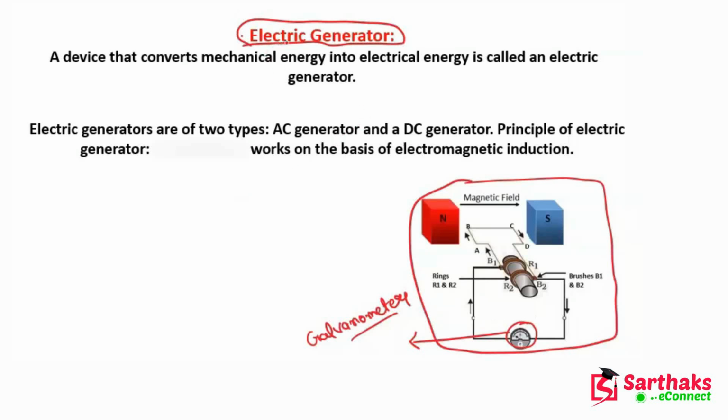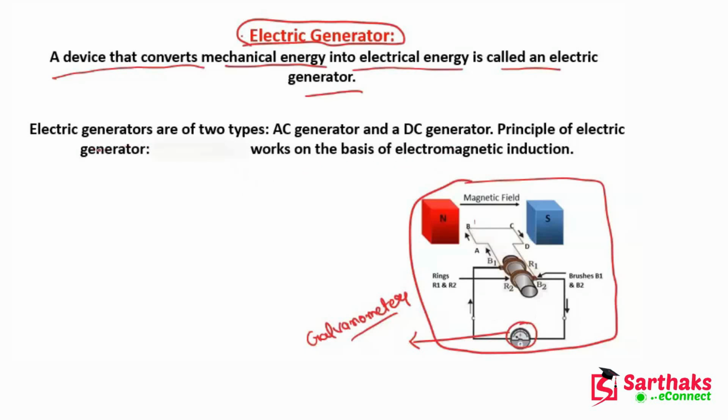But an electric generator is just the opposite of a motor. In an electric generator we provide mechanical energy, and then the mechanical energy is converted into electrical energy. So here it is written that a device that converts mechanical energy into electrical energy is called an electric generator. I hope guys you understand this point.